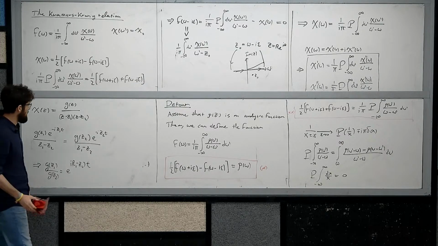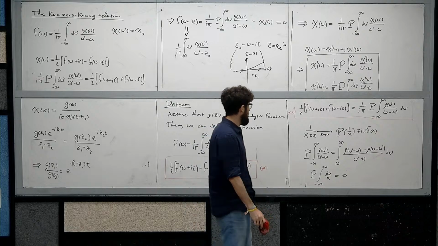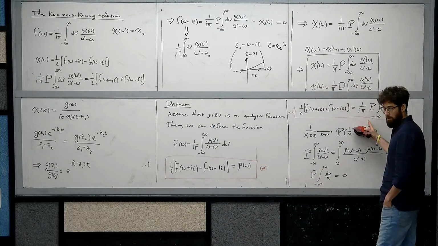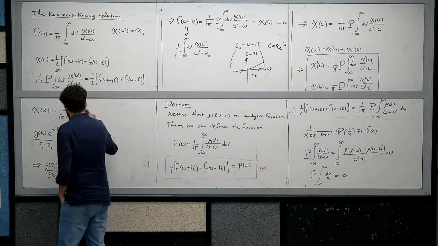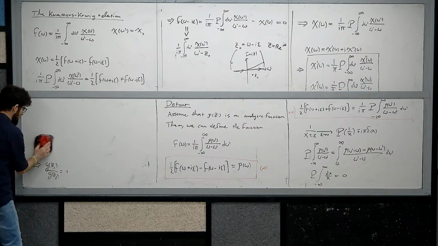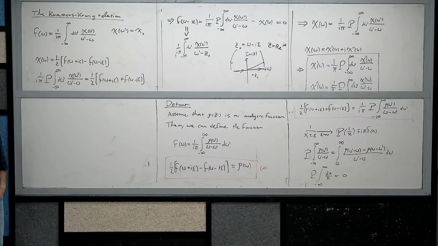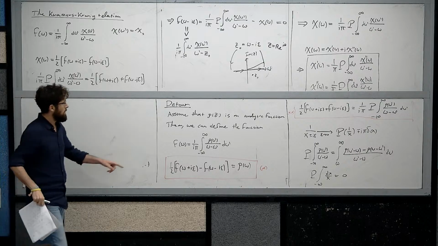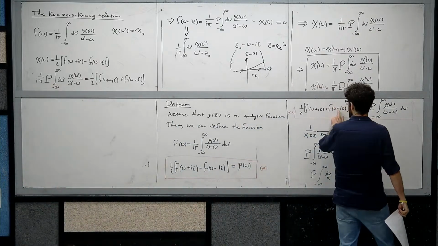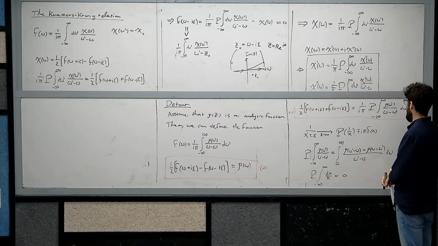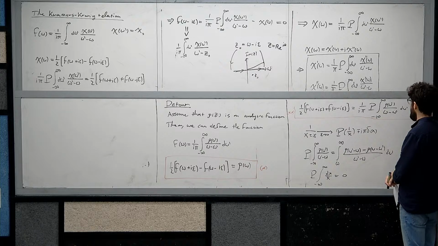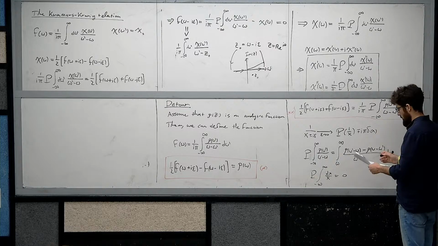Okay, now I want to take advantage of this equation to write another version of the Kramers-Kronig relation, because remember that in our case this term is 0, right? So what do I want to say? It's a good question, what I wanted to say.